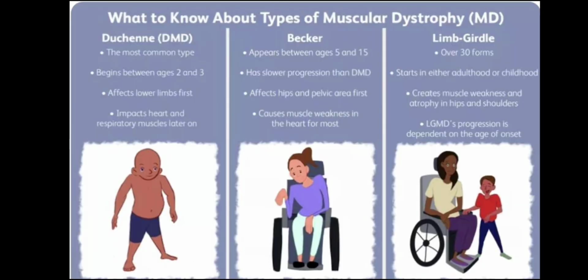repair any damage. So what to know about types of muscular dystrophy? Duchenne muscular dystrophy. This is the most common type, begins between ages 2 and 3. Affects lower limbs first, affects heart and respiratory muscles later on.